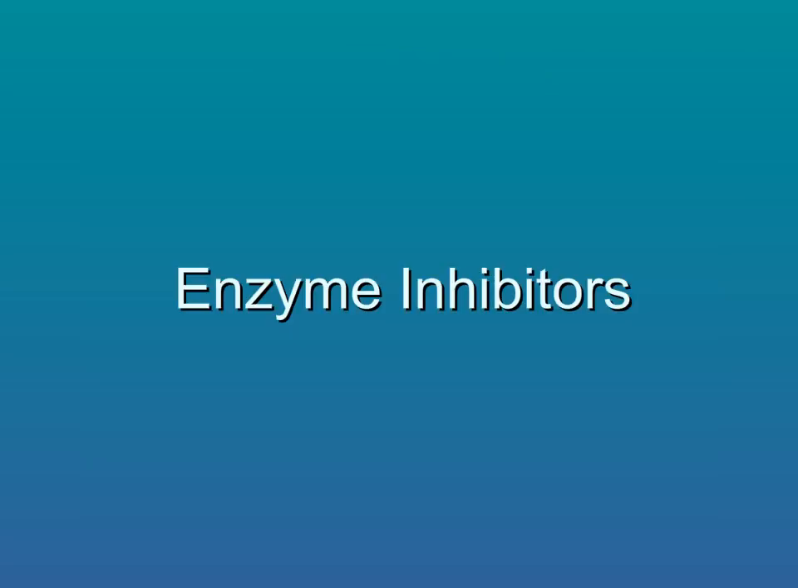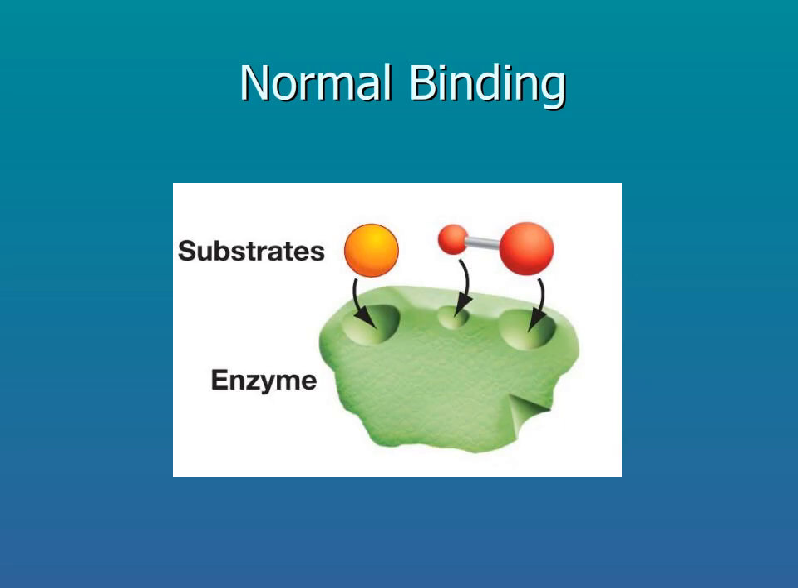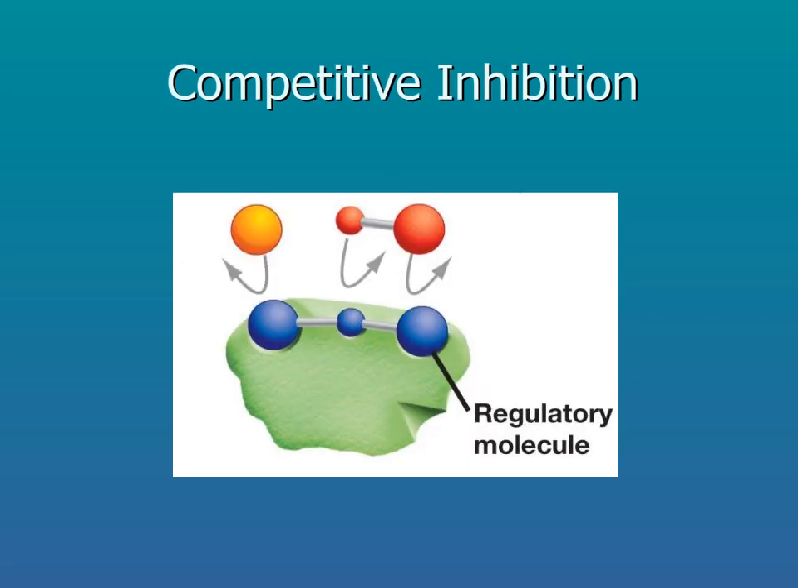Now sometimes enzymes need to be turned off because the product is not needed anymore. Enzymes can be regulated in a couple of different ways. Normally, the substrates bind to the active site, and the reaction is catalyzed, but other molecules can change how enzymes bind. Competitive inhibitors bind directly to the active site of an enzyme. They are shaped similarly to the substrate, but will not produce a product. This reduces the amount of product that can be produced.